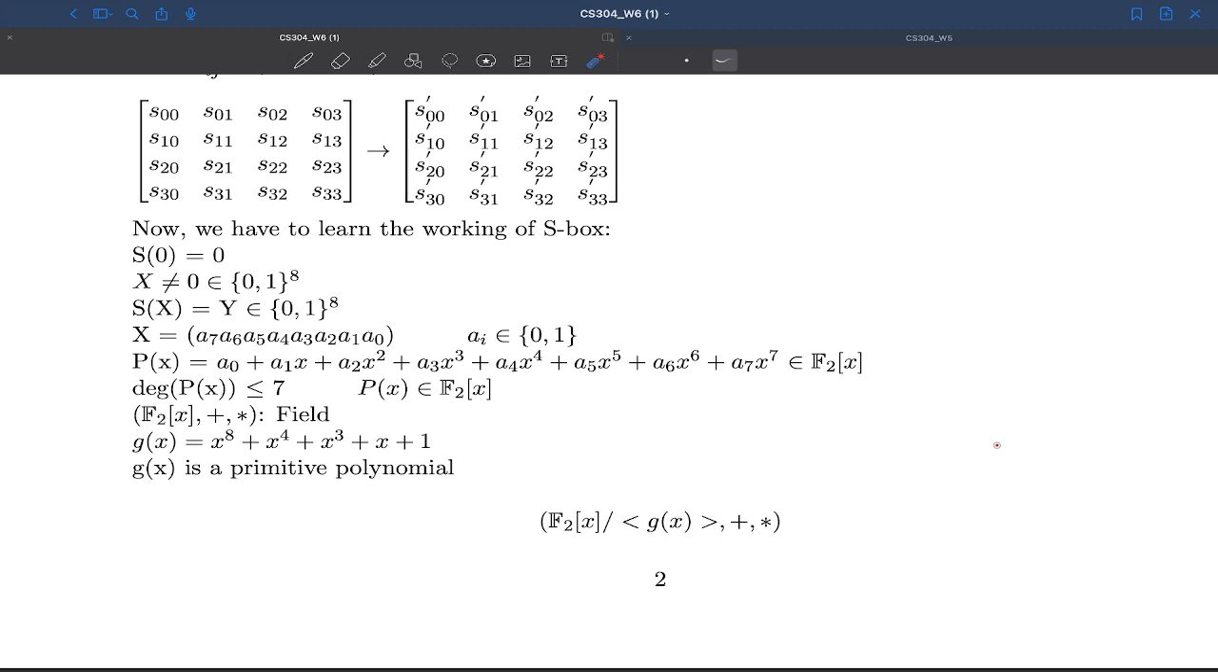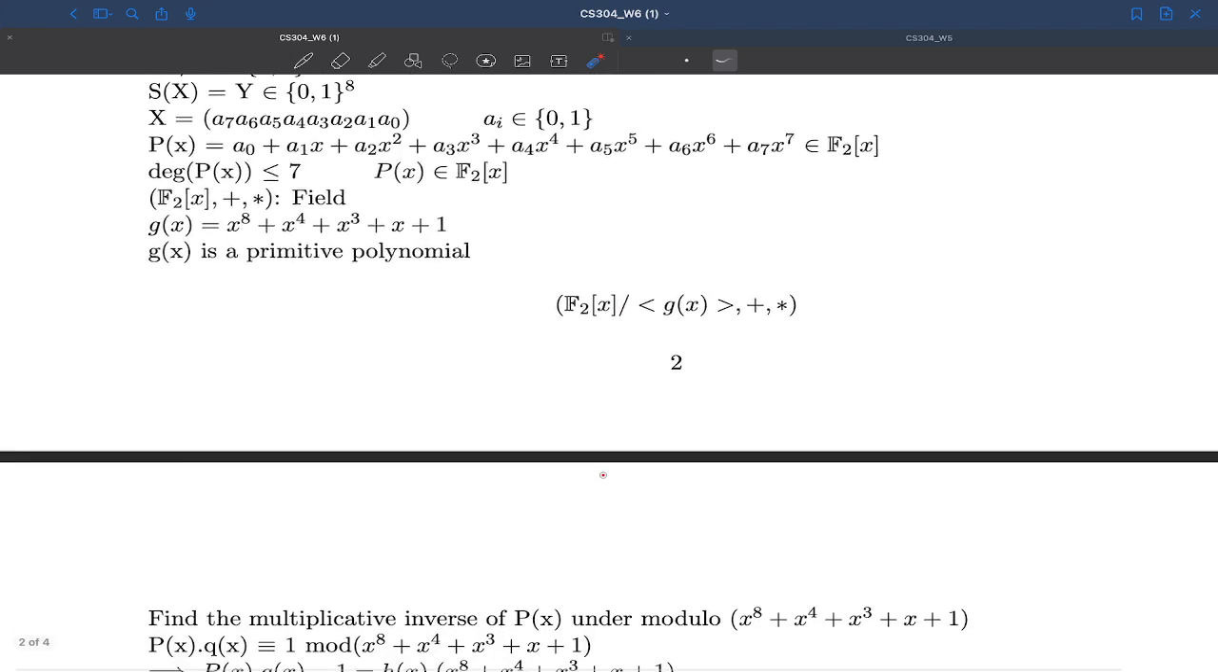That we also saw in previous videos when we were discussing the maths prerequisites for AES. So whenever you take a divisor of some degree and you divide some polynomial with that, the remainder always has degree less than the divisor. So the degree of the polynomials in this set will be less than 8, that is, we can say less than or equal to 7.